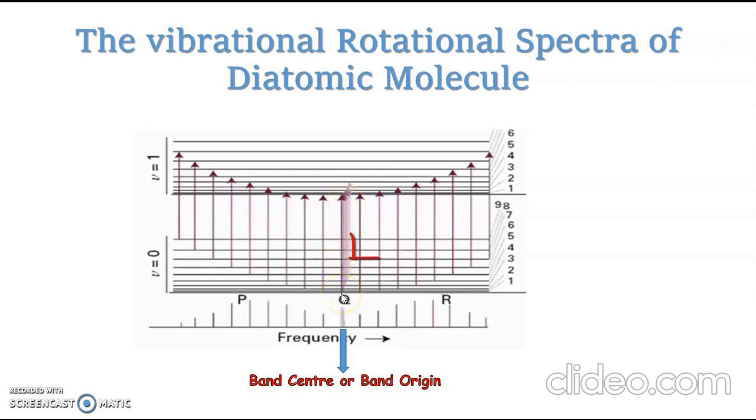From J double prime 0 to J single prime 0, J double prime 1 to J single prime 1, that is delta J equal to 0 transition. For that transition, the mu 0 bar is a purely vibrational structure. It will be a pure vibrational structure. There is no rotational transition. It will be the pure vibrational structure, and it will become band center or band origin that will not appear in the spectrum.